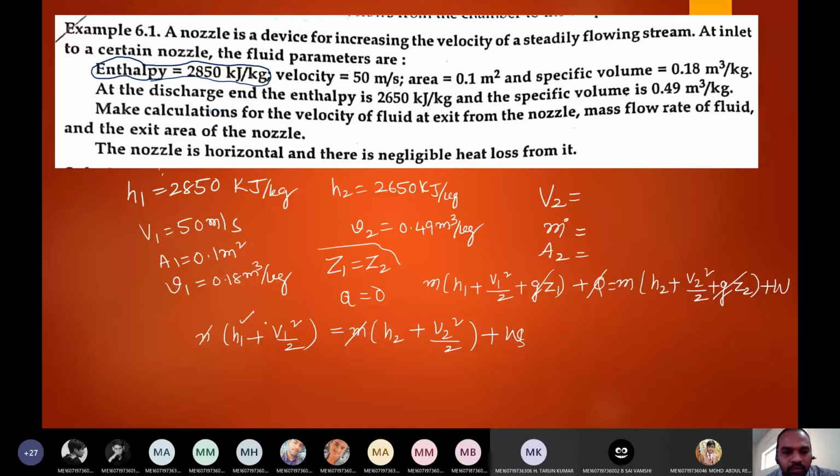Yes, sir. Right. H1 is known. V1 is given, 50 meters per second. H2 is given. Is there any moving part in the nozzle? No, constant. In the absence of moving parts, what is W? Zero. There are no moving parts. Therefore, what is the unknown here? Again, our equation is H1 plus V1 square by 2 is equal to H2 plus V2 square by 2. This is the unknown. From this, we can calculate V2. Clear?